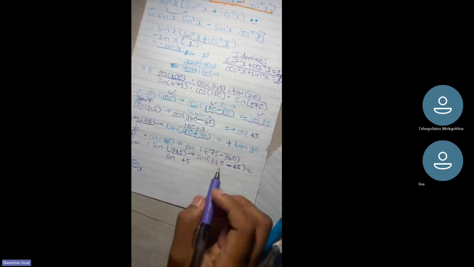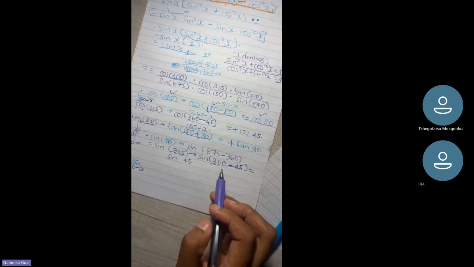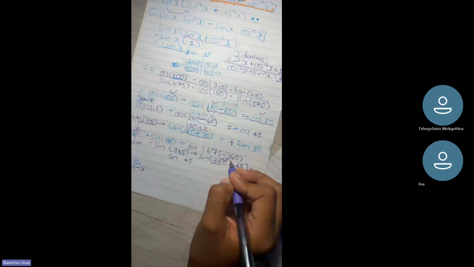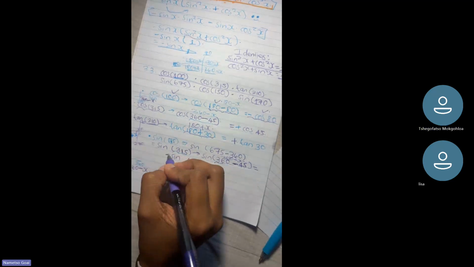But firstly, you have to check the behavior of sine in the 360 minus x quadrant. How is sine behaving in this quadrant? It's negative. So you'll have a negative sine 45.